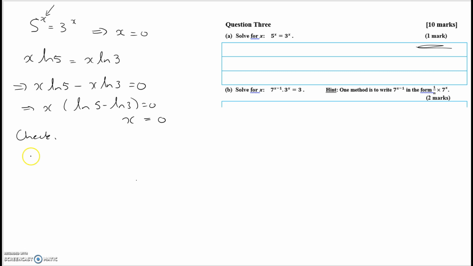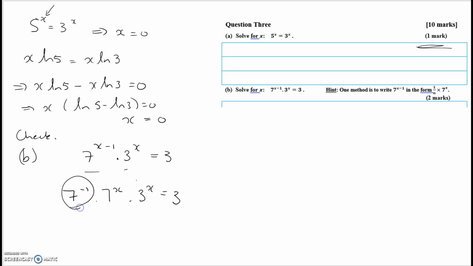Okay, now part B. Sometimes the hints are not terribly helpful. Sometimes you just have to think about it for yourself. First up, you can't multiply those two together because they're not the same base number. So you have to be a weeny bit more sneaky and remember that 7^(x-1) is the same as 7 to the power of negative 1 times 7 to the power of x, times 3^x equals 3.